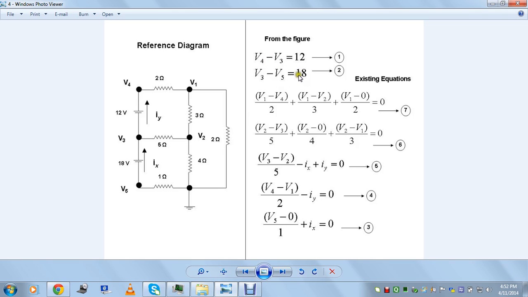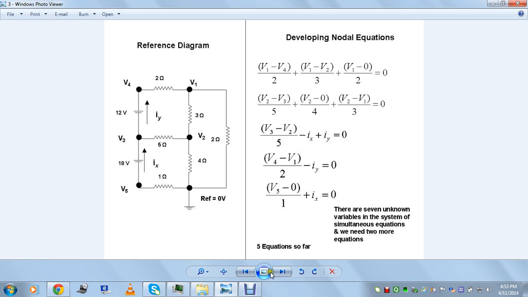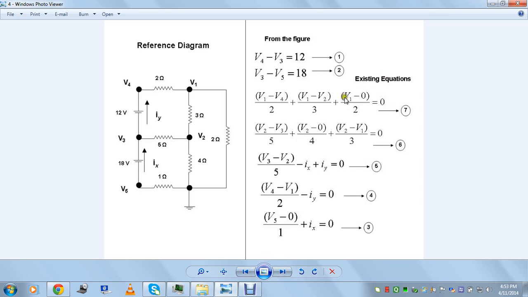The next identification is the 18 volts, which is the difference between these two potentials. For this 18 volts, the higher voltage side, the positive side, is V3. So I have considered V3 minus V5 is equal to 18. So these are 2 additional equations along with the existing 5 equations that I showed previously. That gives 5 plus 2, 7 equations and 7 unknown variables, V1 to V5 and Ix and Iy. Now you need to solve these equations.